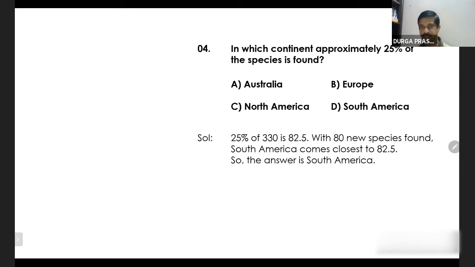So that means nearest to 82.5 is 80. So the continent with 80 is the right answer. So it is South America. Option B. Please note it fast.